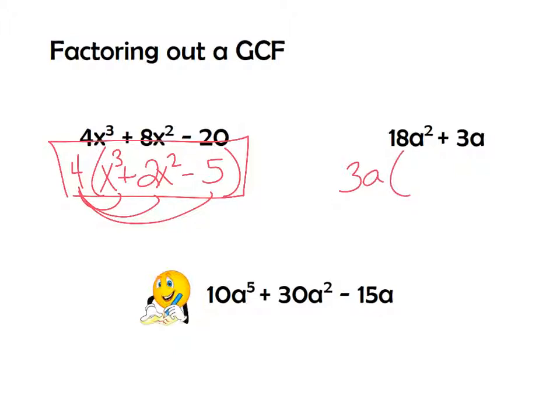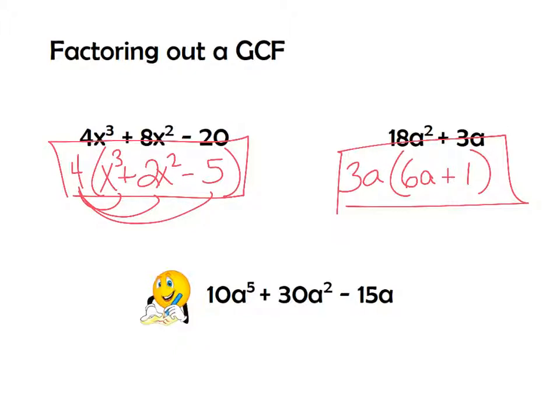And now I do my dividing. 18 divided by 3 is 6. It was a squared, but since I factored 1 out, I only have 1 sitting there. Plus 3 divided by 3 is 1. And I had an a, but I factored it out, so there's no a's left. I'm done right there. Okay, see if you can try this next one.